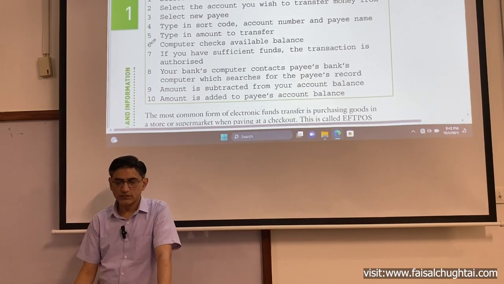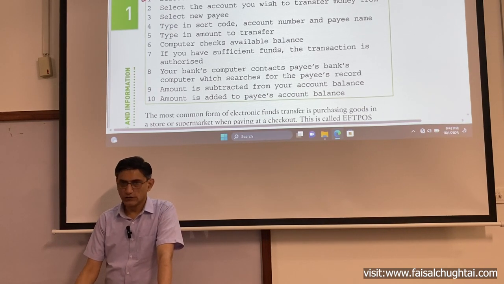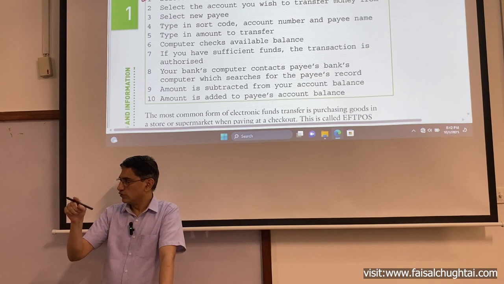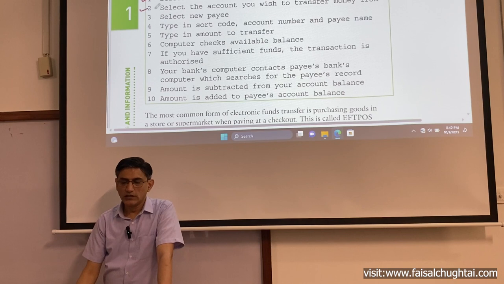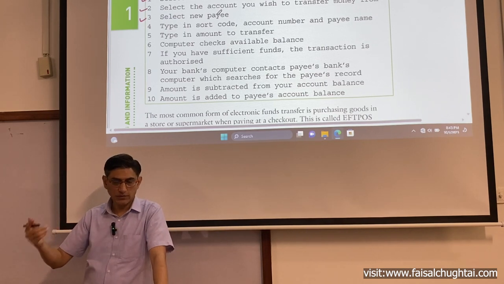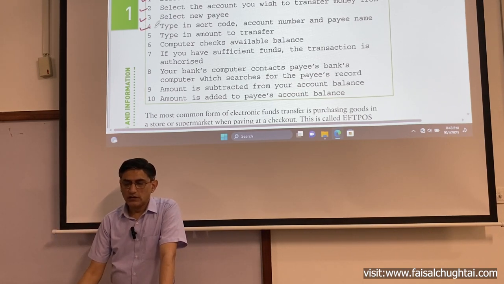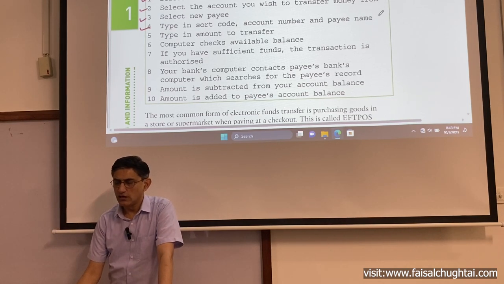So if you look at the steps, the first thing is to select transfer money from your application. You select the operation that you want to carry out, which is transferring the money. Number two, select the account you wish to transfer money from. Number three, select new payee. Payee is the person that you owe the money to, or have to pay the money to. Number four, type in sort code, account number and payee name.